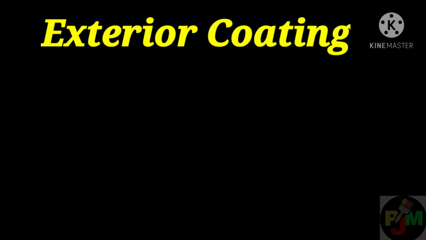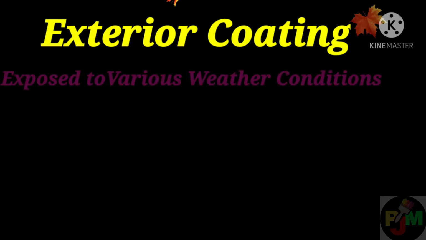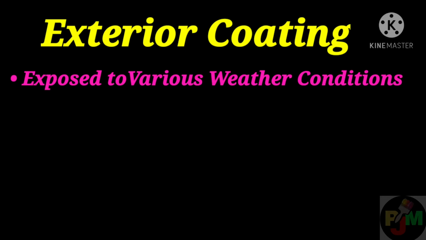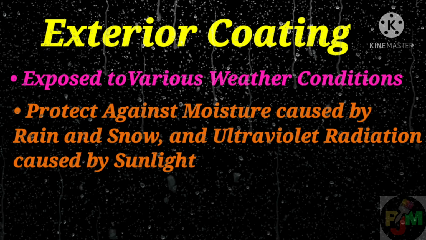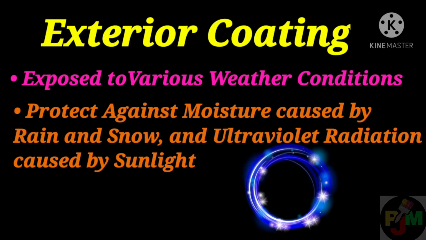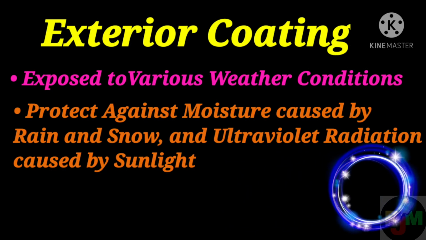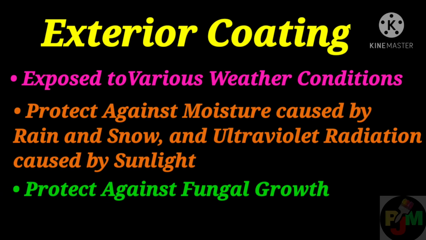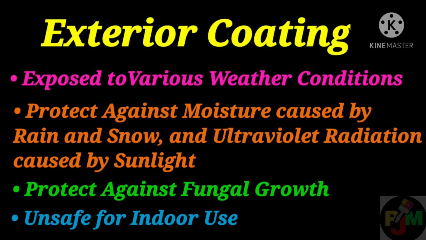Exterior coatings. This type of paint is exposed to various weather conditions. Therefore, it has to protect against moisture caused by rain and snow and ultraviolet radiation caused by sunlight. It also has to protect against fungal growth. As it releases more volatile organic compounds, exterior paints are unsafe for indoor use.